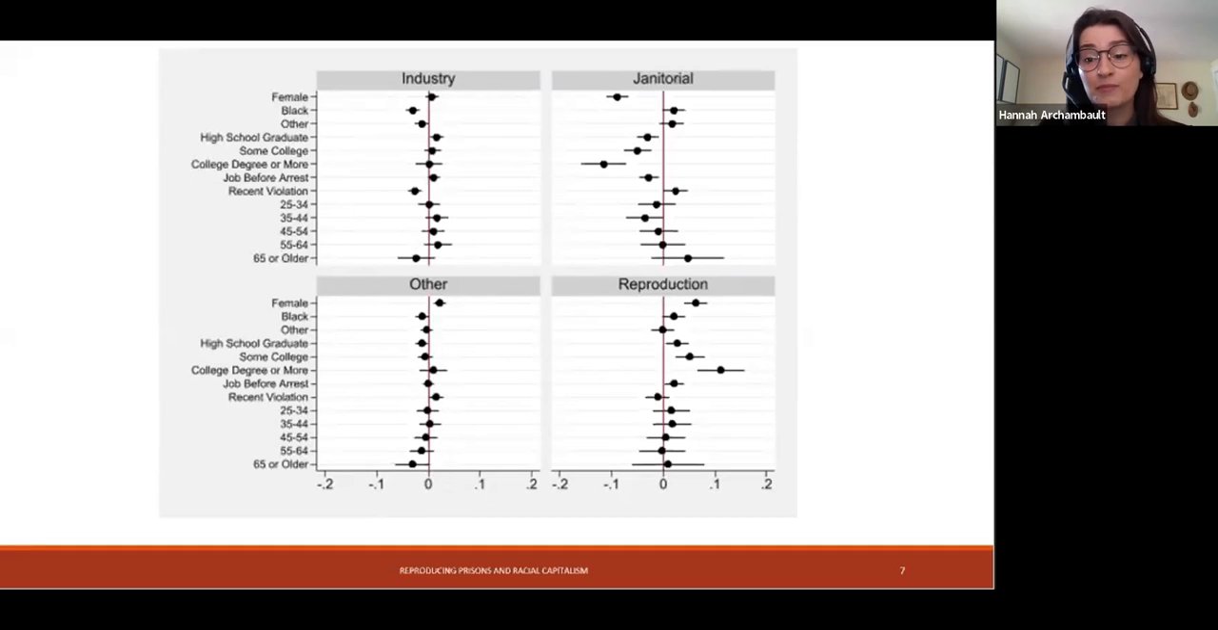The jobs that ostensibly provide the most benefit in terms of job training are the most likely to go mostly to white workers, or to some extent also to women. And women workers and Black workers were both more likely to have reproductive and affective jobs.